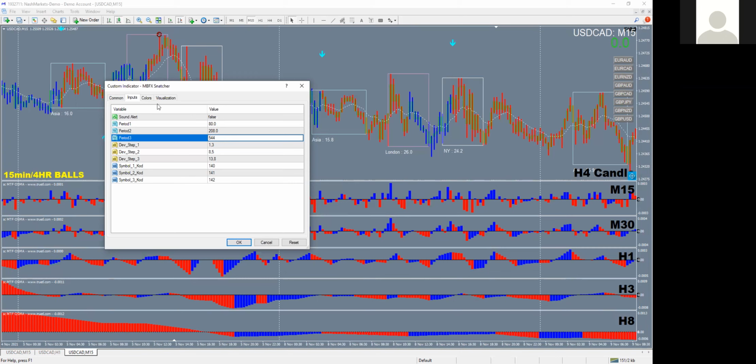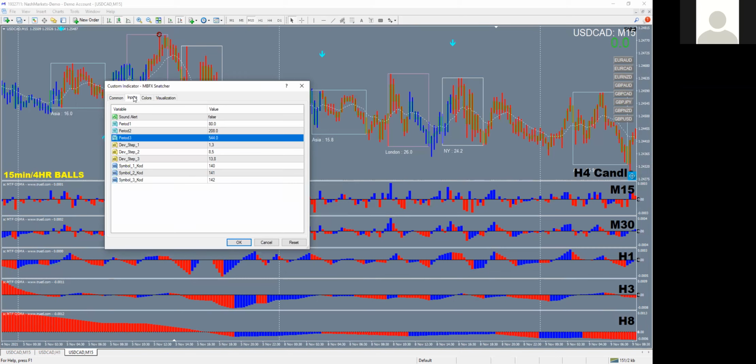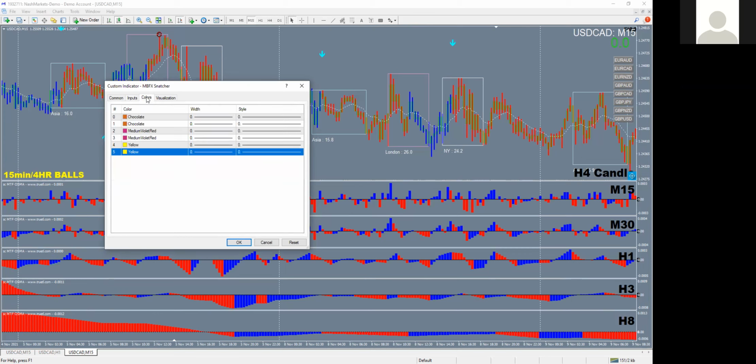Okay. And then make that balls, no, go back, inputs, the last three numbers. Make that 143, 144, 145. And now go to the colors. The same thing, magenta for chocolate.